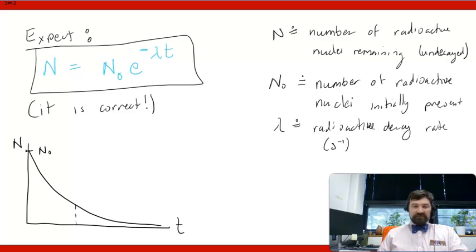At time t equals 1 over lambda, we get a value here of 1 over e times N naught for our N. After 2 of these, so in other words, if I come out to here, this is 2 over lambda. This right here should be 1 over e squared N naught, etc.